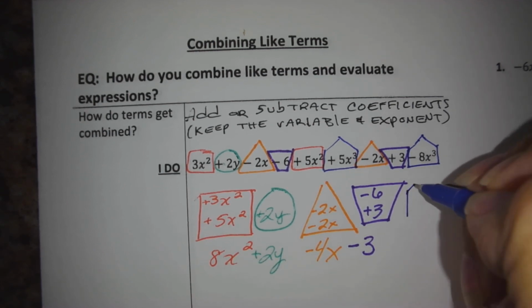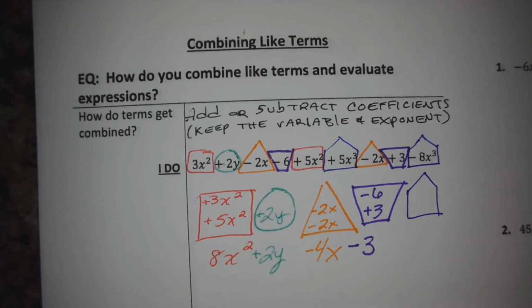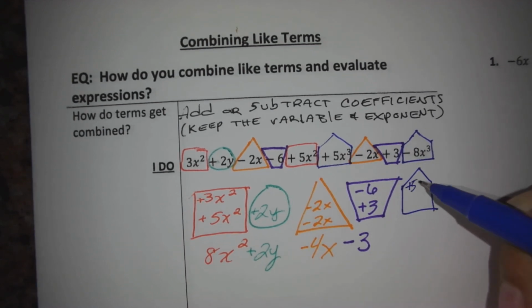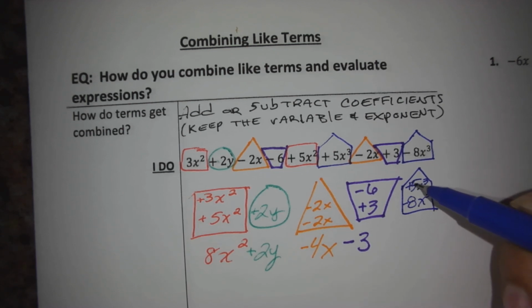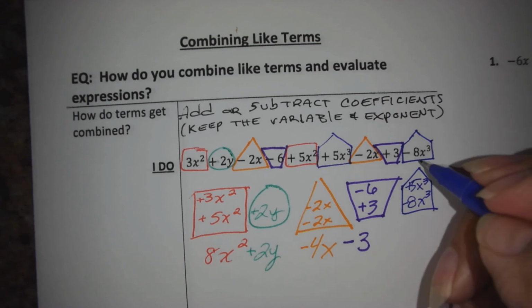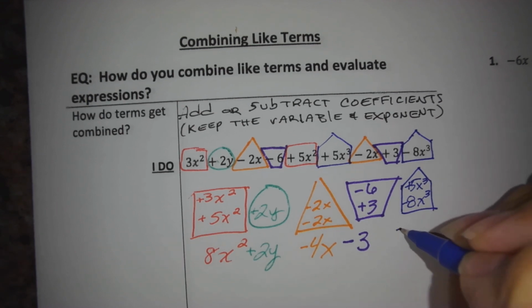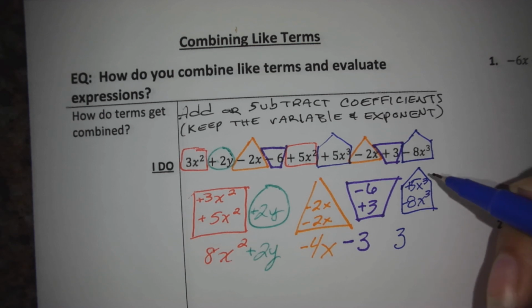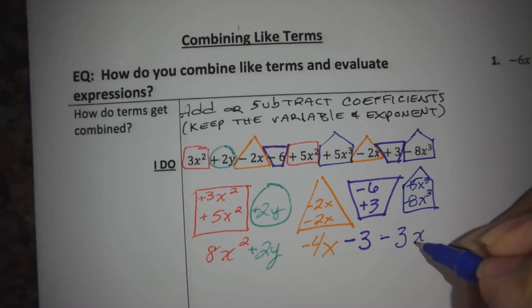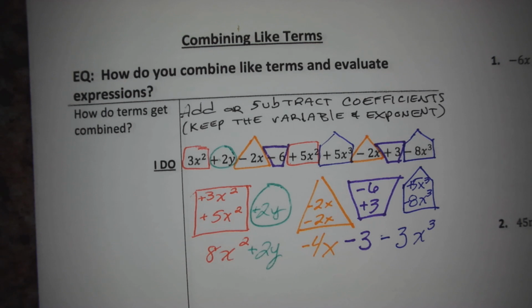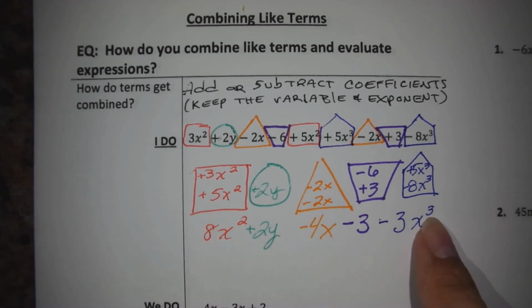Next up, and the last one, is that blue pentagon. Blue pentagon, and we have a positive 5x cubed, or to the third power, and then we have negative 8x to the third power. The signs are different, so we're going to subtract 8 minus 5, and that's going to give us a 3. Keep the sign of the one that's furthest from 0, so that would be negative, and then x cubed. And we're done. Right now we are done.